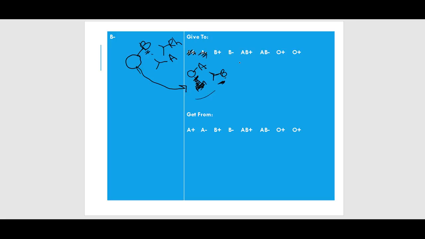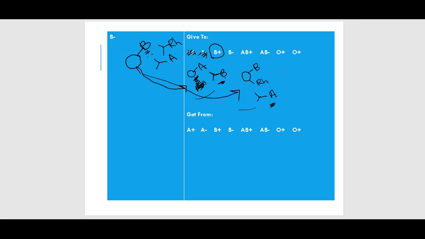Let's look at B positive blood. B positive blood has B and Rh antigens, and it has antibodies against A. So if we put this red blood cell here, would we have a problem? No, right? The only antibody we have is A, and that A antibody is not going to find its antigen. So B positive is good. We could give B negative blood to B positive blood.